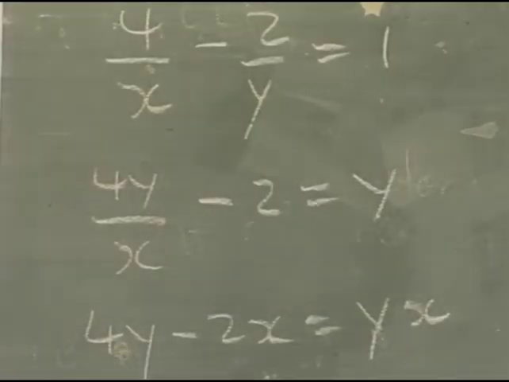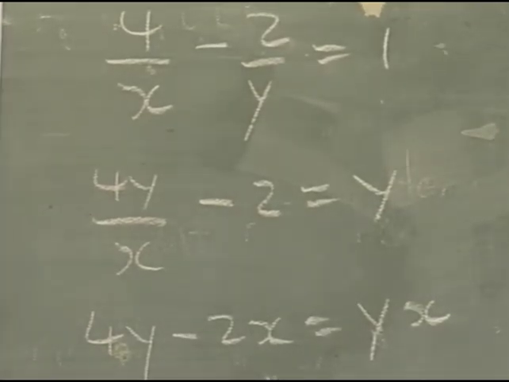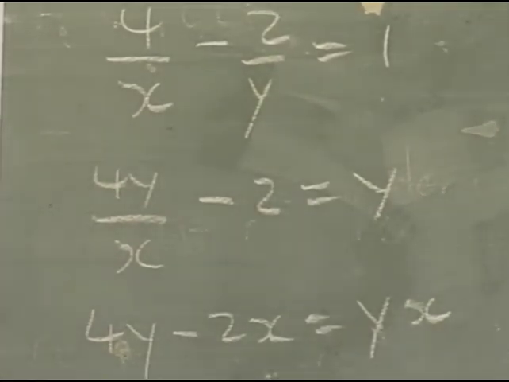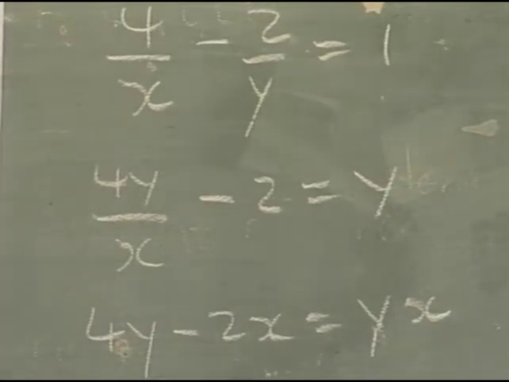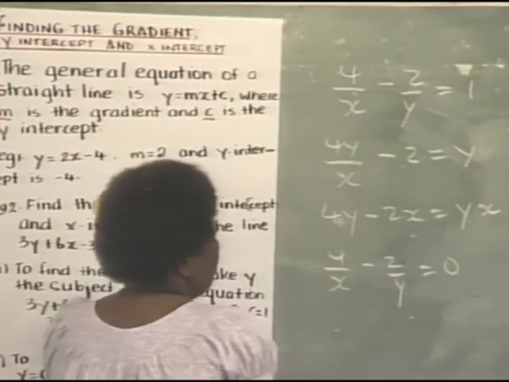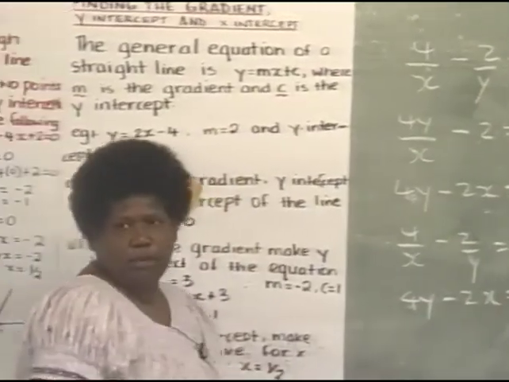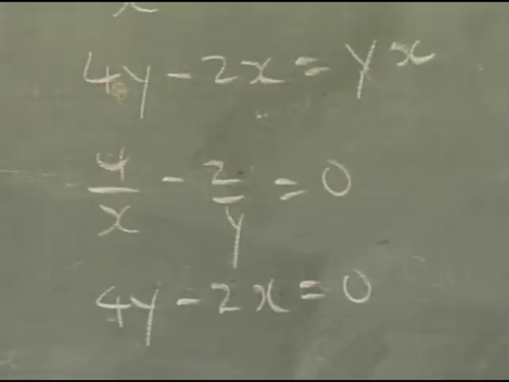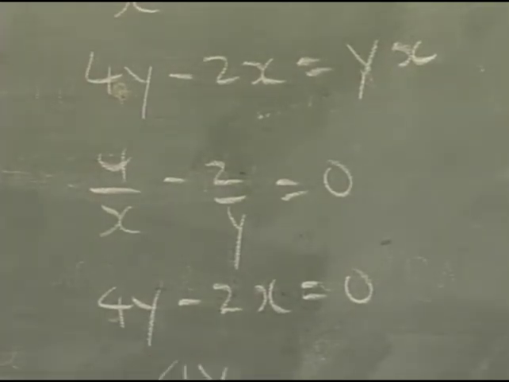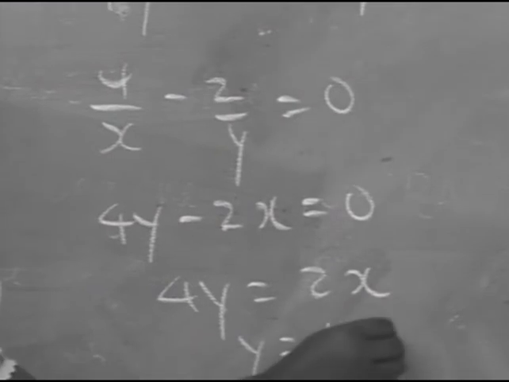0 what? You mean on the worksheet? Okay, if it's 0, then on the worksheet you will be able to work it out. But the one on the screen, if it's 1, then there is no answer to it. Okay, if it is 0, if you've got 4 over x minus 2 over y equals 0, then you are going to get 4y minus 2x equals 0. If you multiply by xy, then there is an answer to this one. You get 4y equals 2x, you get y equals 1/2 x.